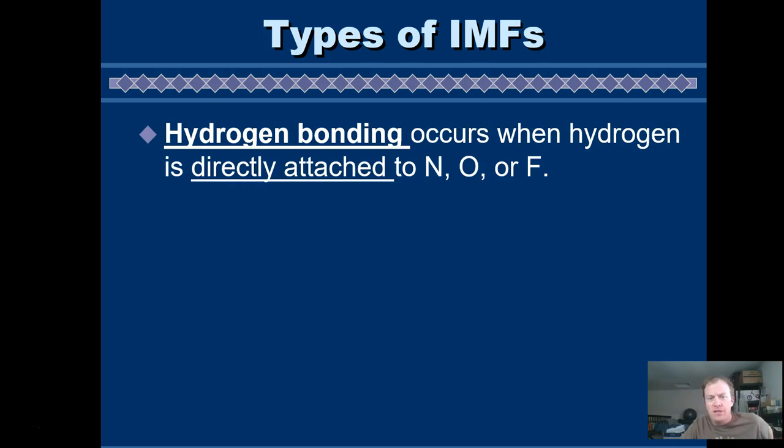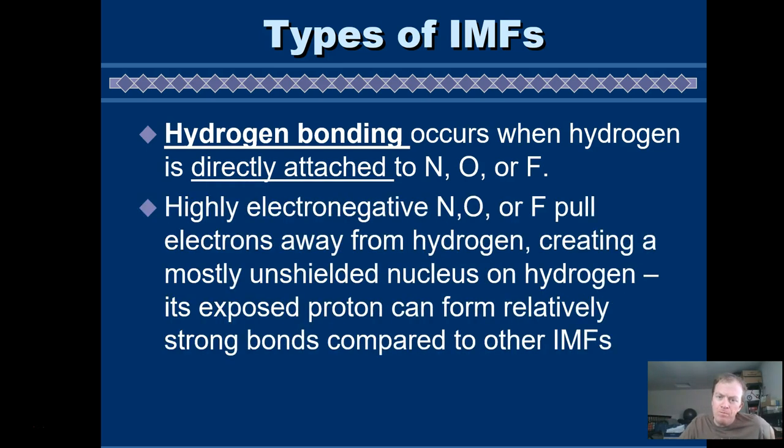Another type of IMF is called hydrogen bonding. Now, this happens in a very specific circumstance. It happens when hydrogen is directly attached to nitrogen, oxygen, or fluorine. So we have a hydrogen atom bonded to an oxygen atom, like in water, for example. Nitrogen, oxygen, and fluorine are the three most electronegative elements. They have a very strong attraction for electrons, and if you think about hydrogen like in H2O, it only has one electron and one proton. So you're kind of pulling that electron away from hydrogen, leaving basically an exposed proton. These little details, we don't need to know a ton about them, but I'm just trying to explain to you why hydrogen bonding works.